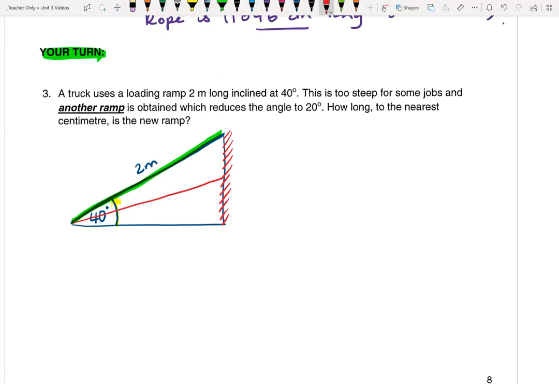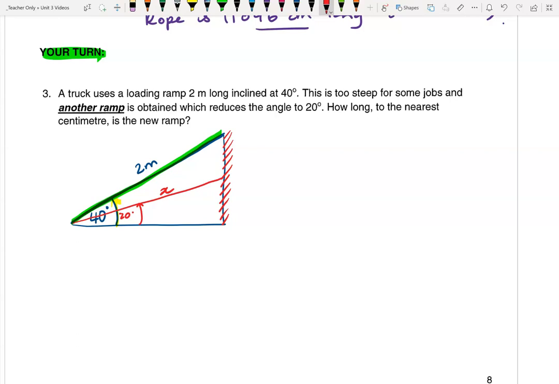So hopefully you began with a picture of a ramp. The ramp itself in green is 2 meters long with an angle of 40 degrees to the floor. So I've just hashed in red where the truck is and placed the line where the new ramp needs to be with an angle that's only 20 degrees. So what we want to find out is what is the length of this new ramp. So I'm going to call that length X.